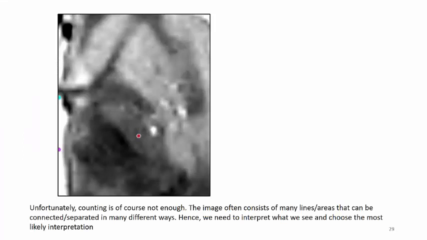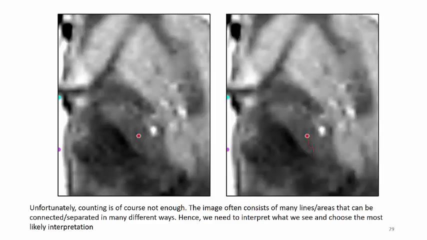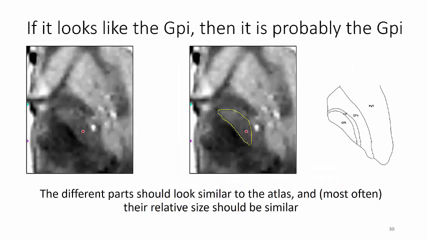Unfortunately, counting is not enough. The image often consists of many lines and areas that can be connected or separated in many different ways. Hence, we need to interpret what we see and choose the most likely interpretation. A good rule of thumb is that if it looks like the GPI, then it is probably the GPI. The different parts should look similar to the atlas, and most often their relative size should be similar.